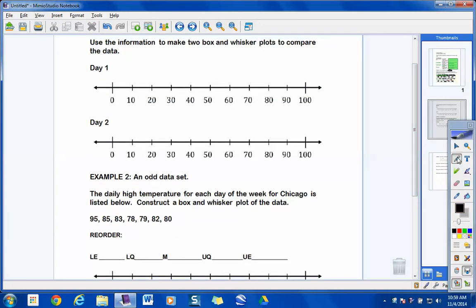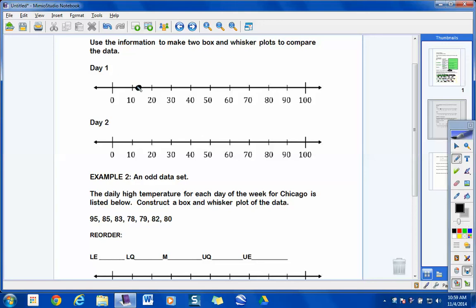I have that day 1 data. I want you to help me plot this. All right? What did we say in day 1 that our lower extreme was? On day 1, what was it again? 12. So I'm going to come in here and plot 12, which would be right about here on my number line. Everybody agree with that? Yeah. All agree? Okay.